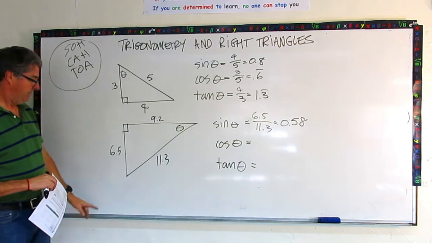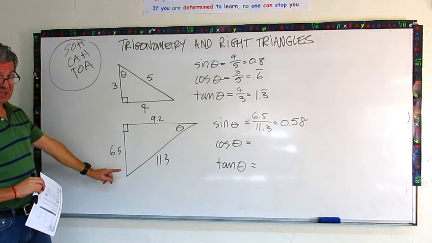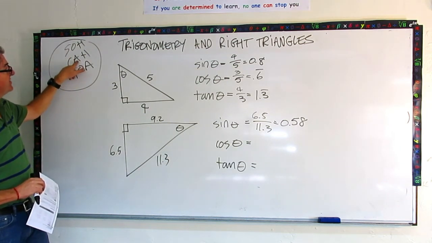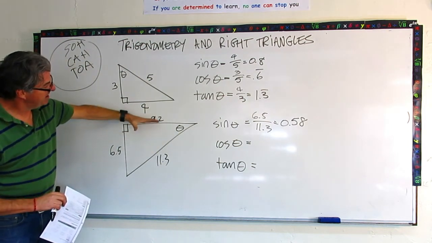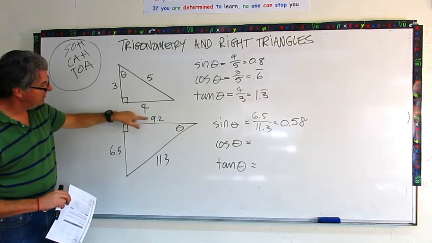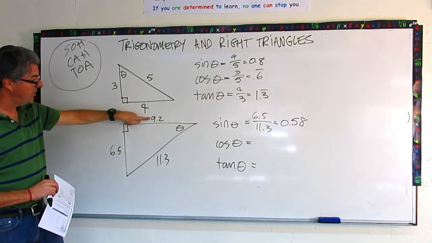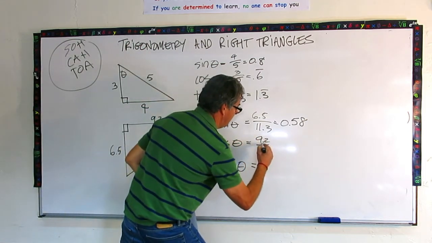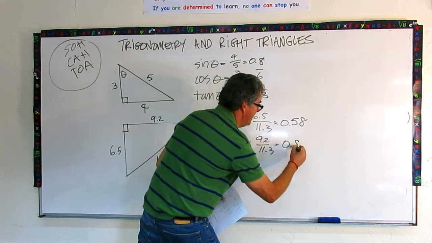Okay? Let's do cosine. Try that one. Okay, cosine is CA. Cosine equals adjacent over hypotenuse. So again, from this angle, now my adjacent is this side because it touches the angle. So that's 9.2, again, over hypotenuse, just like sine was. So 9.2 over 11.3, which is going to give us 0.81.